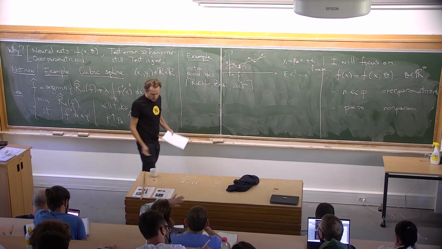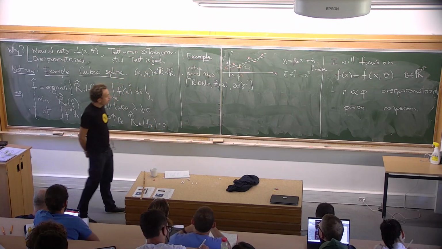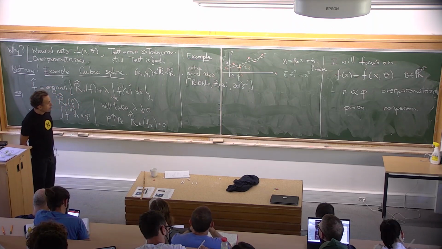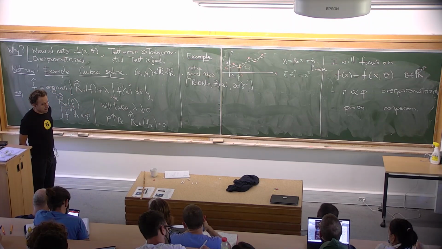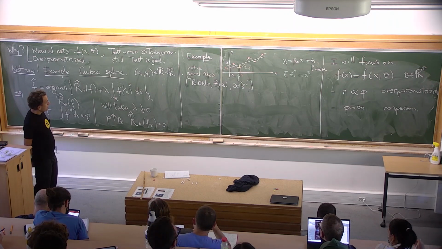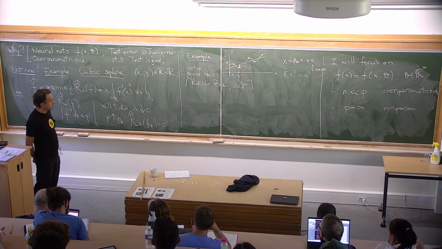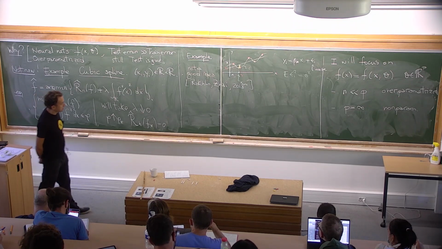Just briefly about the terminology. Do we really need P much bigger than N to be over-parameterized? Couldn't we have some case where P is still smaller than N and you're still over-parameterized? Or does that matter? Okay, so what is the boundary between over-parameterized and under-parameterized?